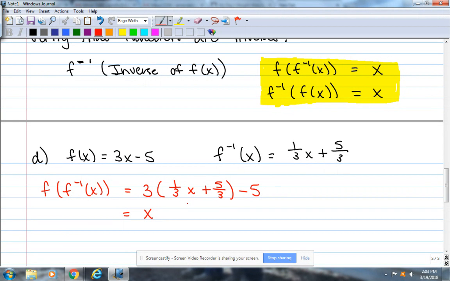Y'all get that? Y'all, what's 3 times 5/3? 3/1 times 5/3, cancel, cancel, equals 5. Y'all, I'm asking you elementary questions. Y'all can participate. So that is x plus 5 minus 5. Now what is plus 5 minus 5? Say it. 0.